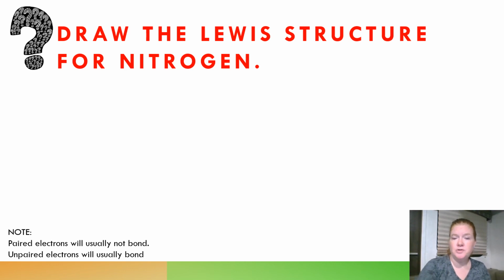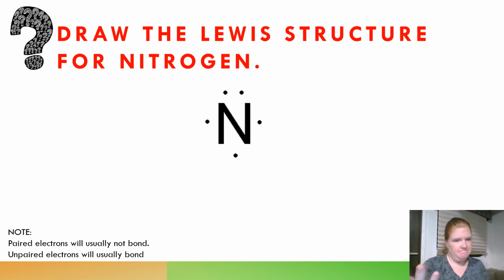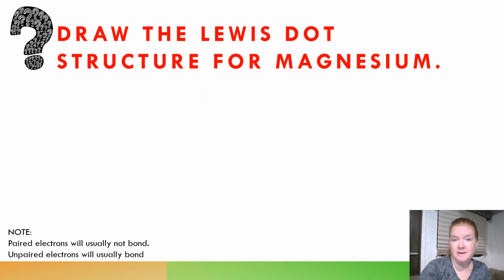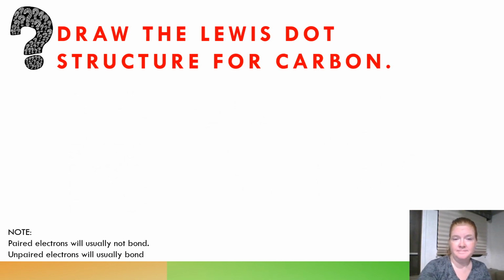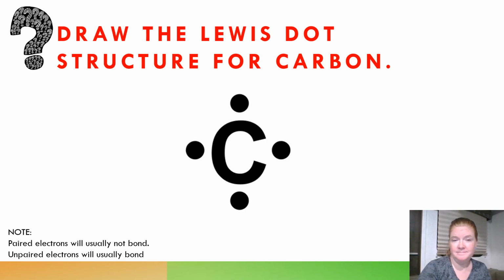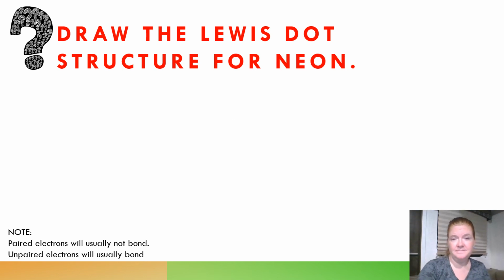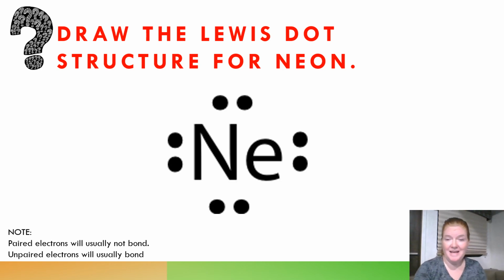Let's draw the Lewis structure for nitrogen. Notice how I'm using different terminology because you'll see all different terms. Nitrogen should look like that, 5 dots. Magnesium, Lewis dot structure, should look like that, it's 2. Carbon should look like that, it's 4. Neon should look like that, it's 8.